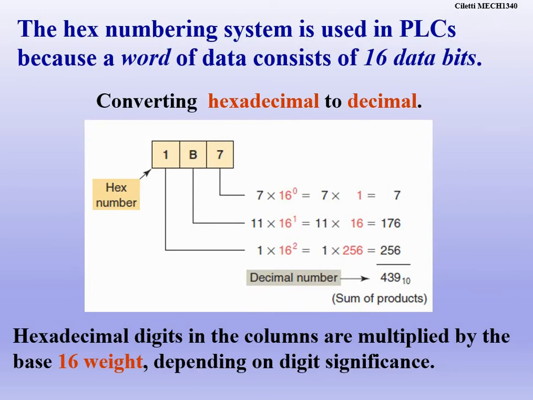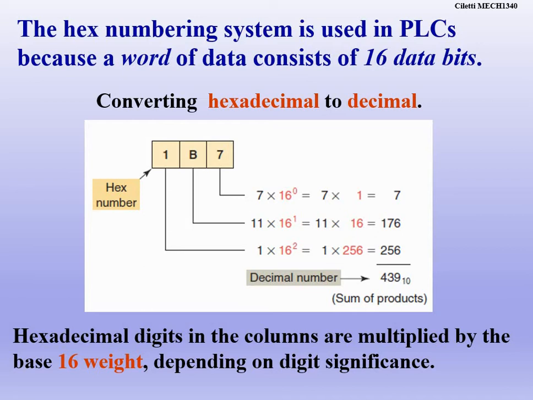Same concept. We want to go hexadecimal to decimal, but now the base is 16. So the math step's still the same, we're just using 16. It's going to be 7 times 16 to the 0, so 7 times 1, which is 7. Then we get B times 16 to the first. B is equivalent to decimal 11. So we take 11 times 16 to the first, and 11 times 16 is 176.